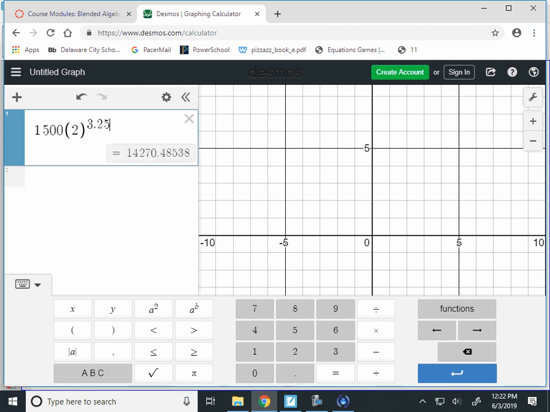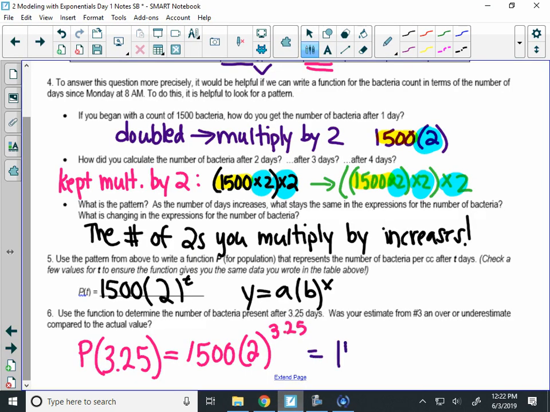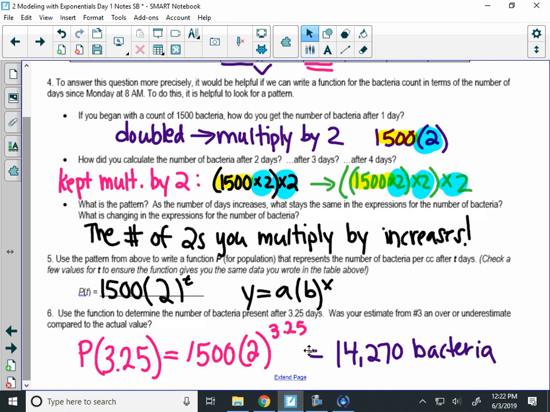Since our bacteria is 14,270. There's a decimal, but we want to round to the nearest bacteria. So 14,270 bacteria. We guessed a little bit higher, but that's okay. It was just an estimate. Good. Go ahead and flip your paper over.